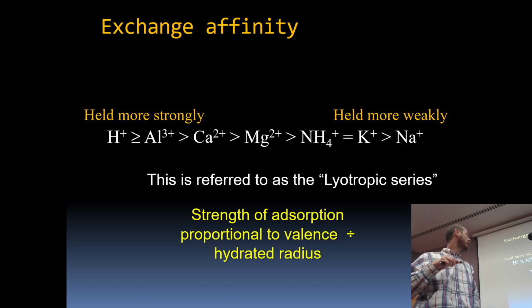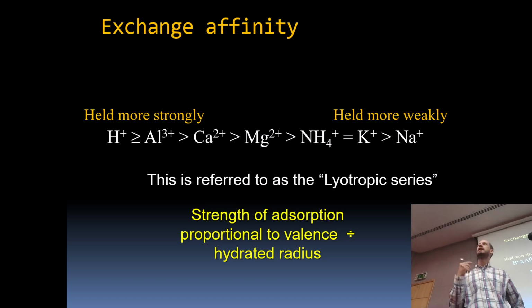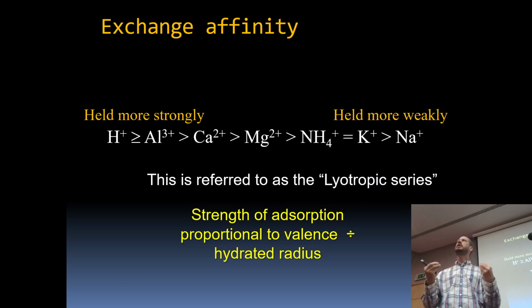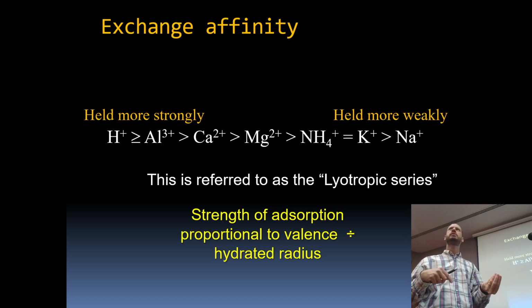And this is in order: aluminum, calcium, magnesium, ammonium, and so on and so forth. Okay? So it means that if you have sodium and potassium in the solid phase, as long as you get any of these in the solution, it will go to the solid phase, and the sodium and the potassium will go to the solution. Easily you can displace these ones. To displace these ones, you need high concentration of the other ones. It is a function of the affinity, but also a function of the concentration.